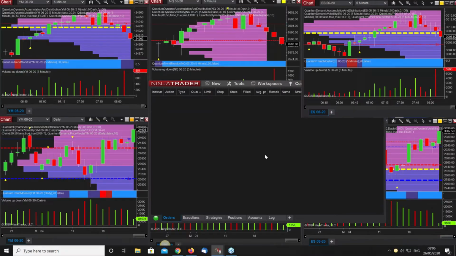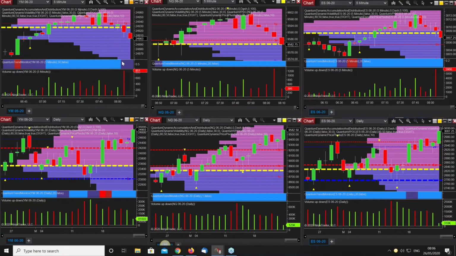This is on the US markets. This is Globex. This is the YM, top left. We've got the NQ in the middle, and this is the ES on 5. They're all on 5 minute, and down the bottom here, we've got the daily. Now, clearly, the sun is shining. It's all positive, all happy.